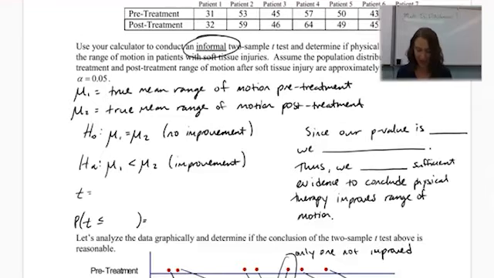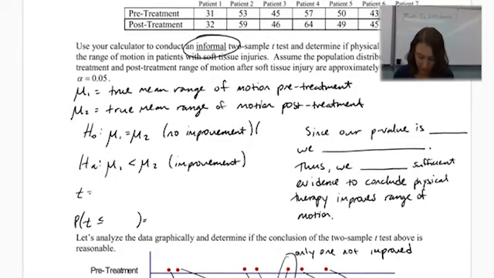Our null hypothesis is that there's going to be no improvement. If you think about improvement in range of motion, your post-treatment data would be higher than your pre-treatment data. So the alternate hypothesis is mu sub 1 is less than mu sub 2, which doesn't include the equality, and that shows improvement. In our null hypothesis we have the opposite, no improvement, so mu sub 1 equals mu sub 2. This is actually a greater than or equal to, because if we think about the opposite of improvement, we want to include both of those pieces.